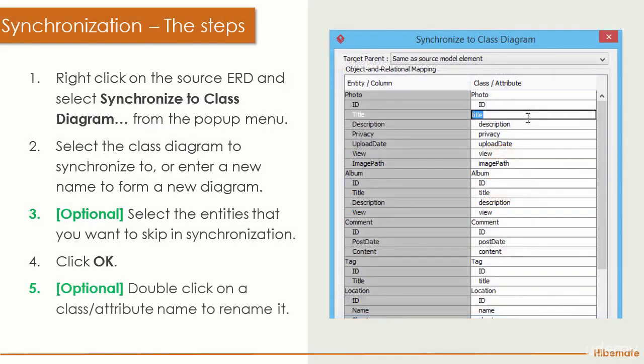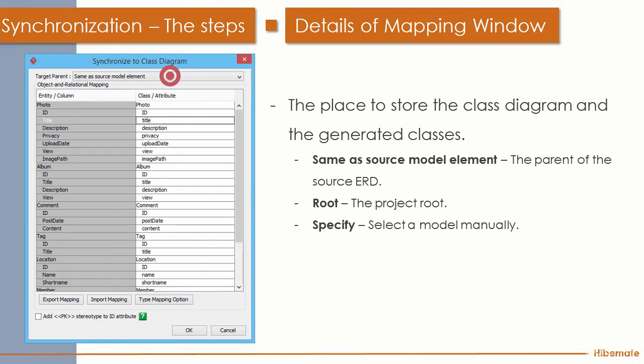Let's talk about the options you can configure while generating the mapping. First, you can select where to place the class diagram. You have three options. One is the same as the source model element, which depends on where the ERD is placed; then we place the class diagram next to it in the same parent. Or you can generate to the root, which we don't suggest. Or you can select another model to generate into. The model is something like a folder in the file system. It's also a good practice to put the entities in one model focused on the database, and another model focused on the classes.